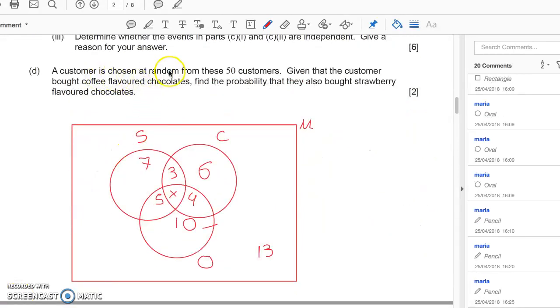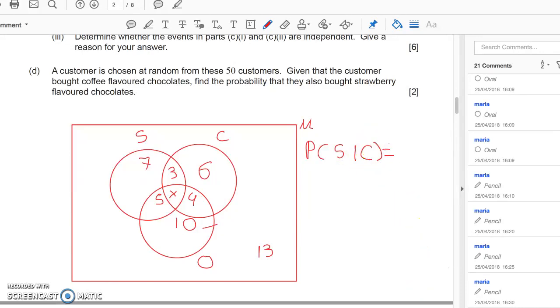Last question, a customer is chosen at random from these 50 customers. Given that the customer bought coffee flavored chocolate, find the probability that they also bought a strawberry flavored chocolate. So what are they asking me? They are asking, given that the customer has bought coffee, what's the probability that they also bought strawberry chocolate?